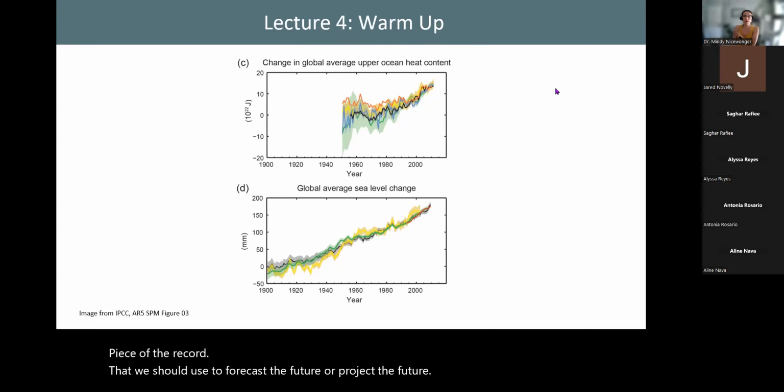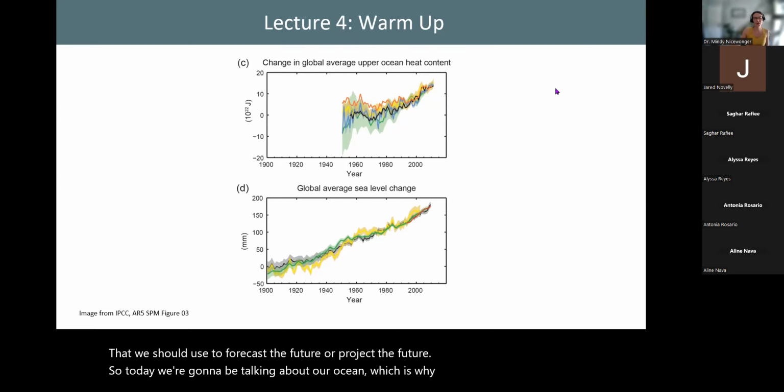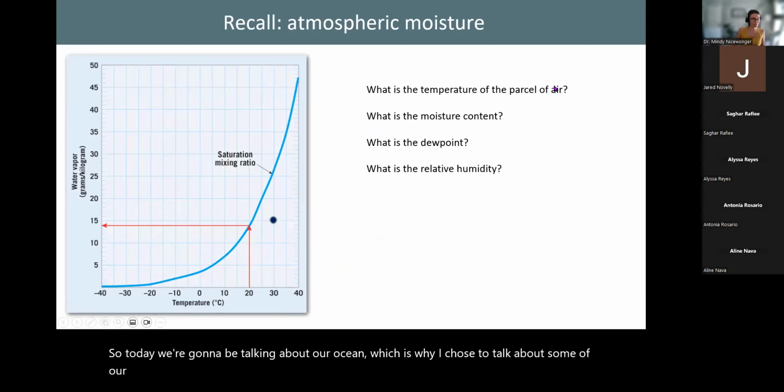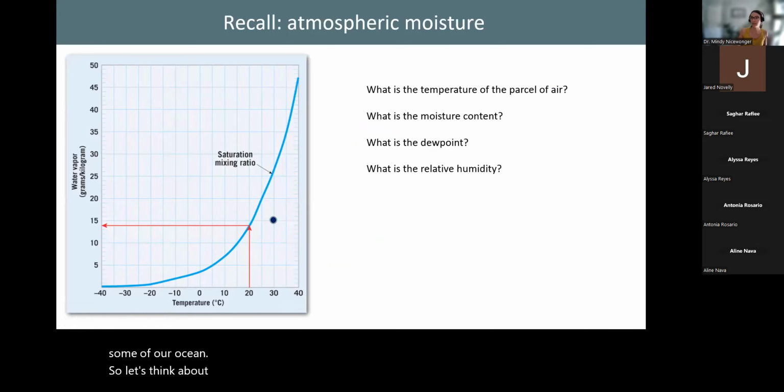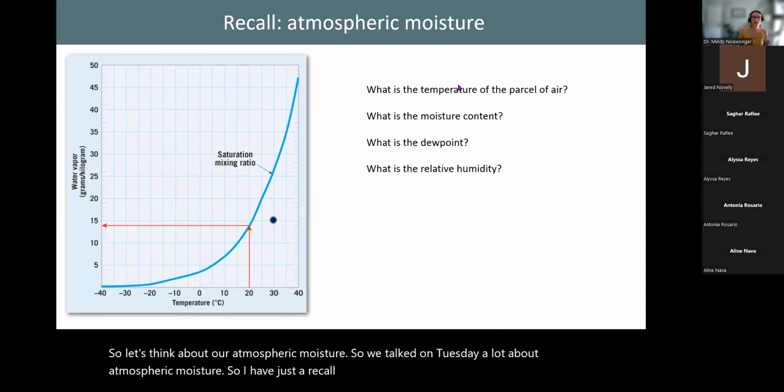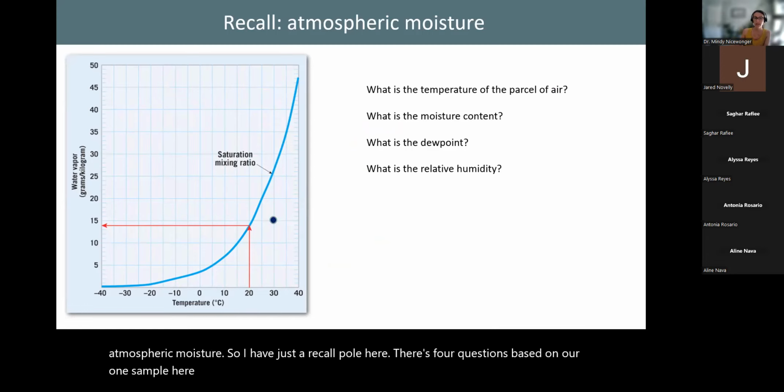All right, so today we're going to be talking about our ocean, which is why I chose to talk about some of our ocean. So let's think about our atmospheric moisture. We talked on Tuesday a lot about atmospheric moisture. So I have just a recall poll here. There's 4 questions based on our one sample here. So take a few moments, answer our 4 questions about this sample of air.